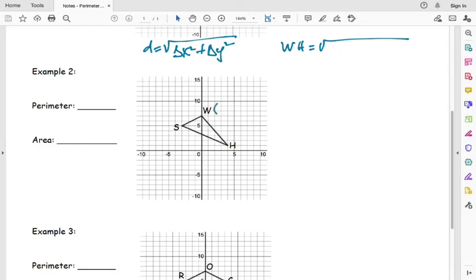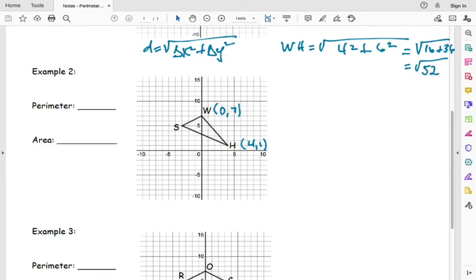So W is at the ordered pair (0, 7). H is at the ordered pair (4, 1). So my x's change by 4 when you go from 0 to 4. My y's change by 6 when I go from 7 to 1. So that's the square root of 16 plus 36, which is the square root of 52.